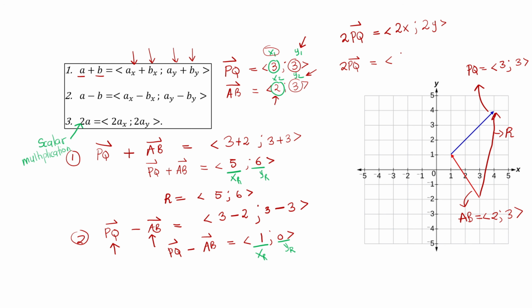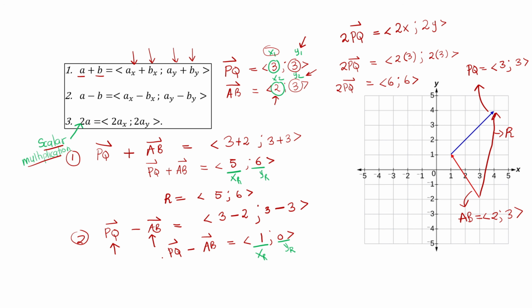So vector 2PQ will be given by 2 times the x component of PQ, which is 3, and the y component, which is also 3. So if I multiply this vector by 2, I'll get 2PQ equal to 2 times 3 is 6, and the same here is 6. So when you multiply a vector by a certain scalar or by a number, we say it's scalar multiplication. You just multiply each component.